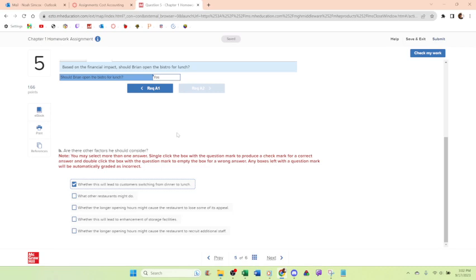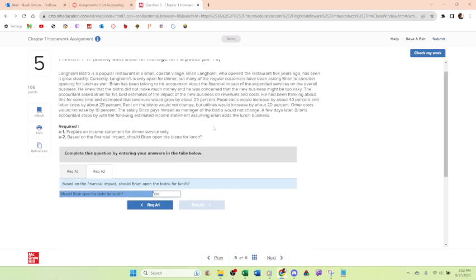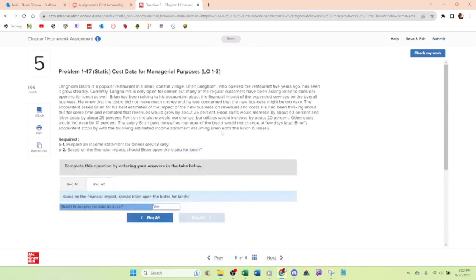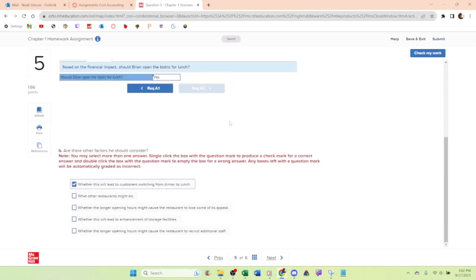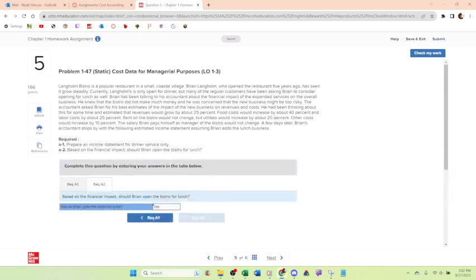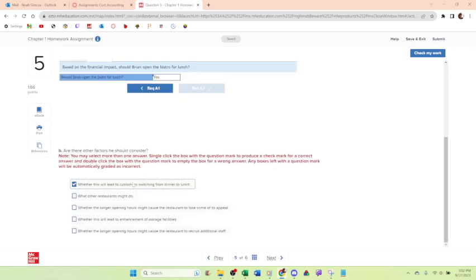Whether this will lead to the enhancement of storage facilities. That is a financial factor. You already considered whether or not you need extra storage. Longer opening hours. They already considered that in the previous analysis, that your labor costs would increase. So why is that even a thing?